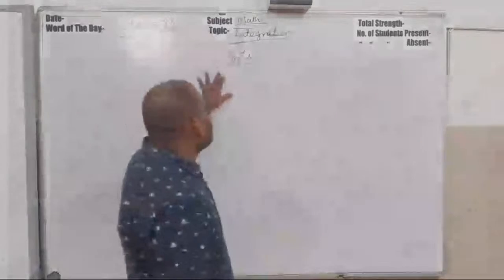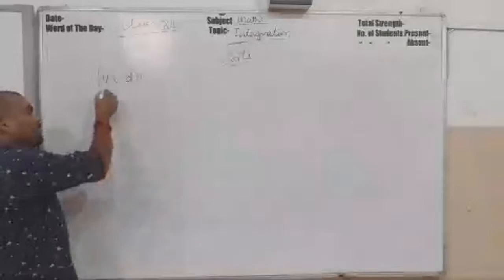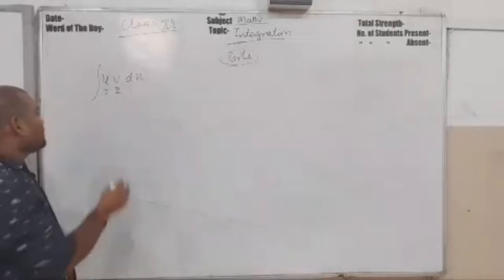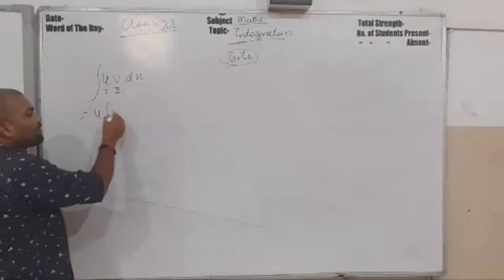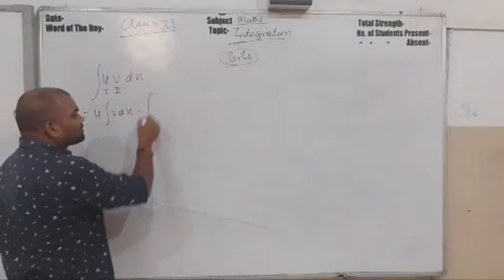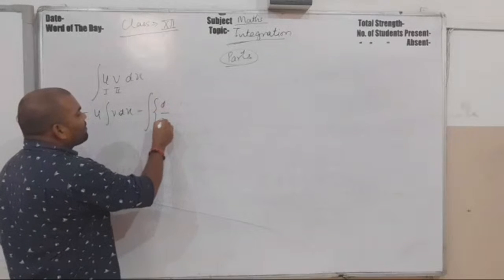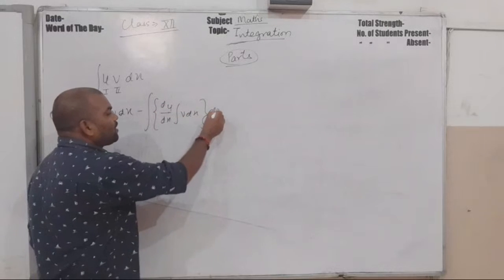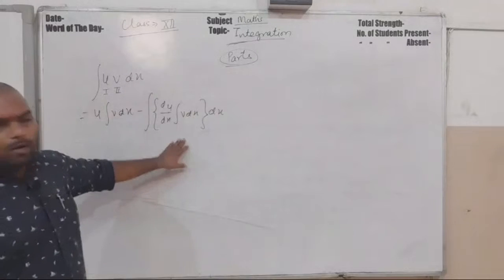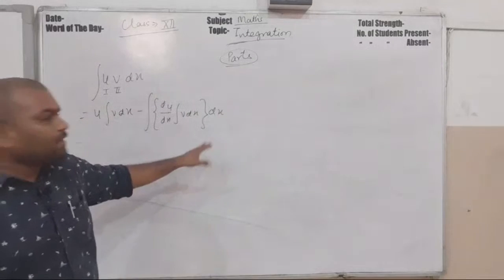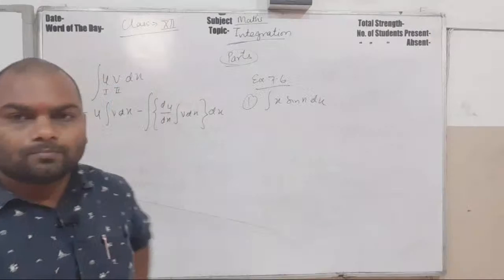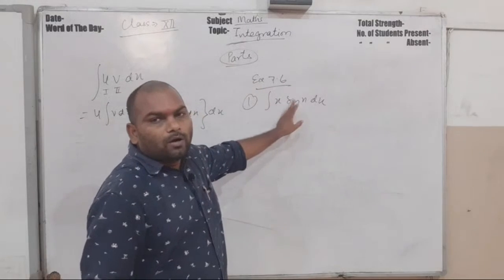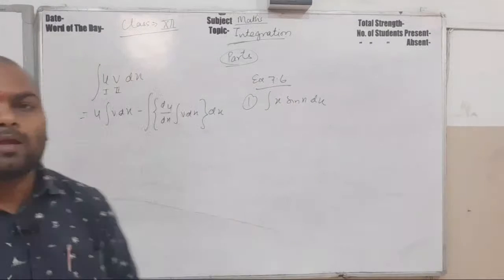So we have learned that to integrate, we have to choose a first function and a second function. Clear? Then we will use the first function into integral of second function minus integral of d by dx of first function into integral of second function, and then the integral of the whole. This we have learned in the previous video. Based on this, we have discussed a few problems. Today also I am going to discuss one example. The first question.